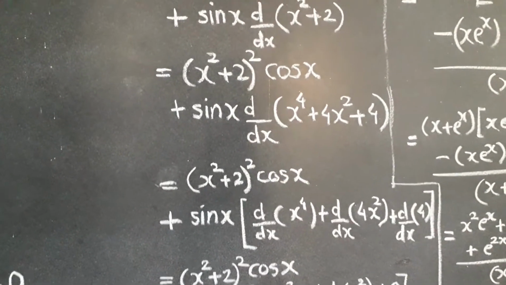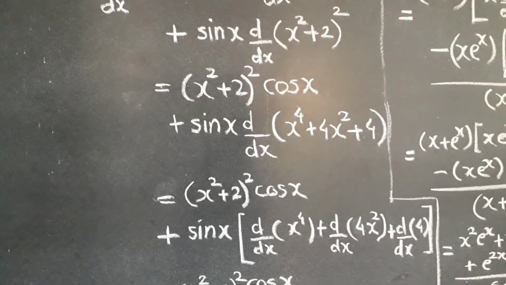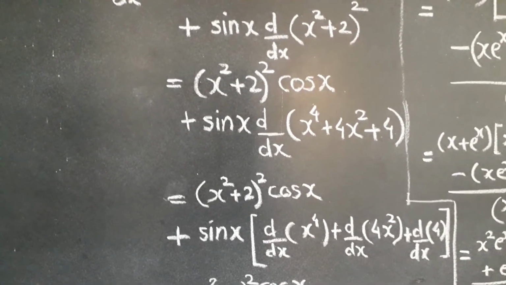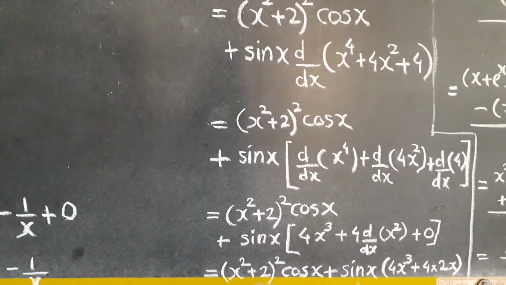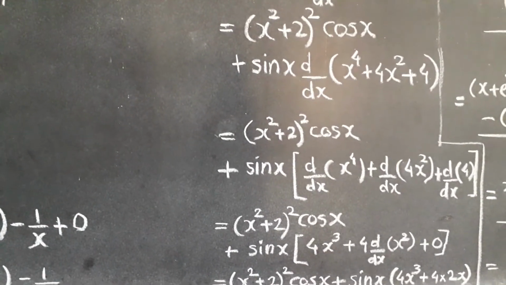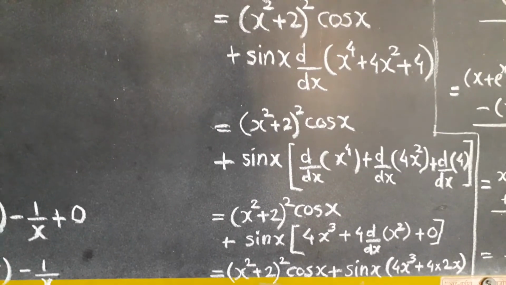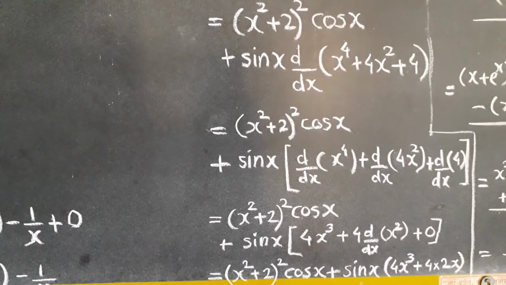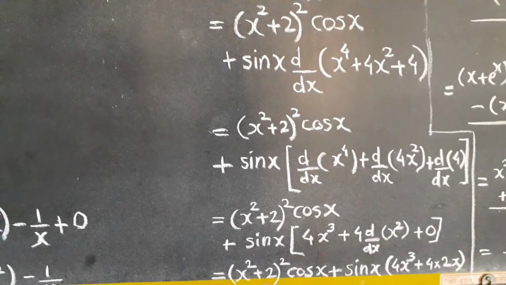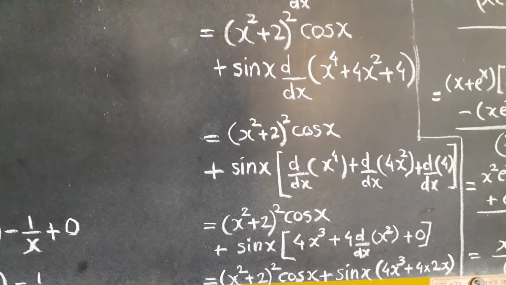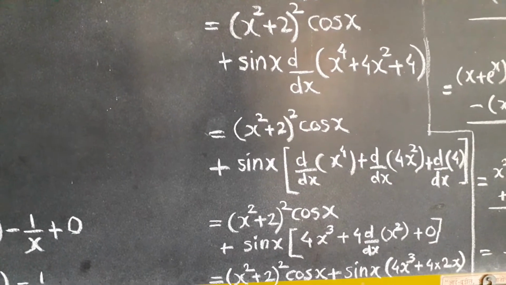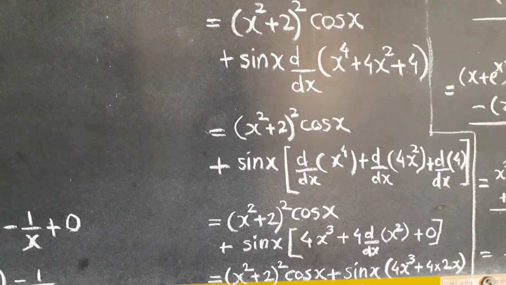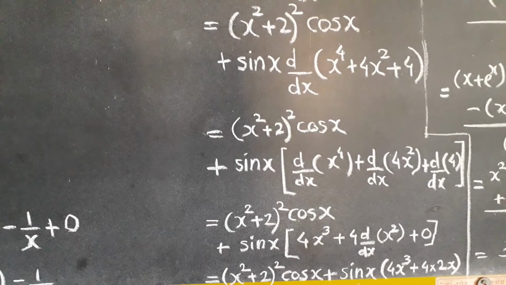The last bracket, which is 4, is only the constant, and we know the derivative of a constant is 0. So we can see here that whatever I have discussed is written here. The derivative of x raised to 4 is 4x cube, the derivative of 4x square, taking 4 outside the derivative, is 4 times d/dx of x square, plus the derivative of 4 is 0.